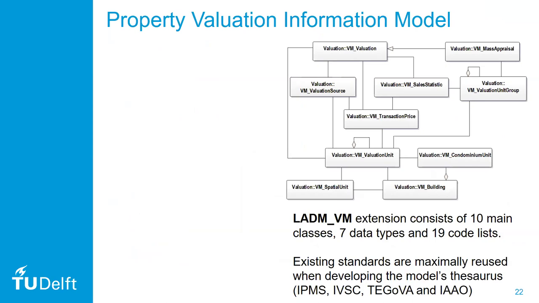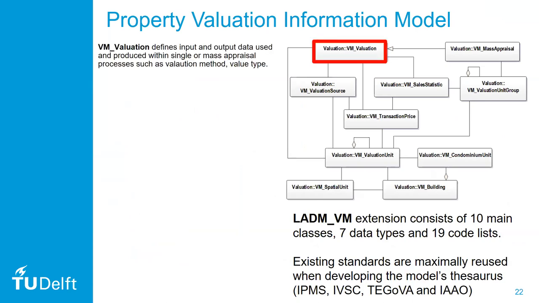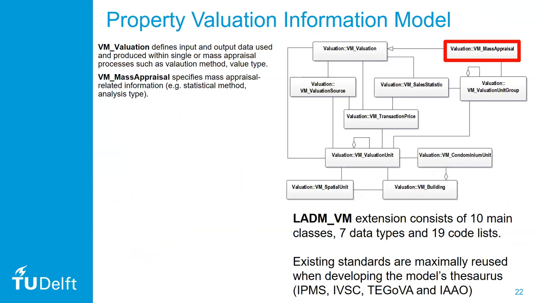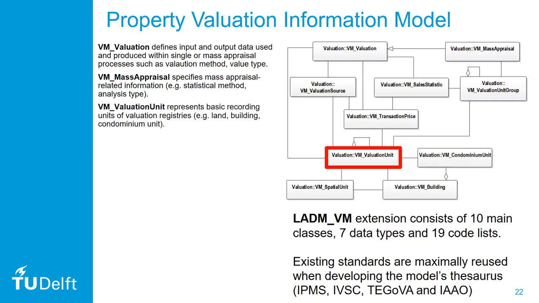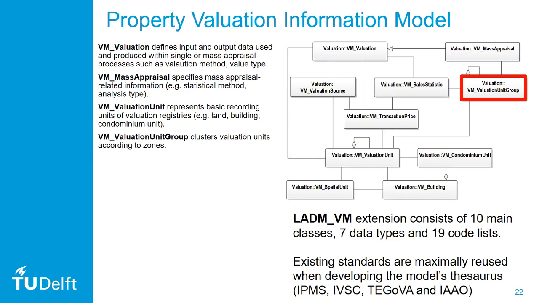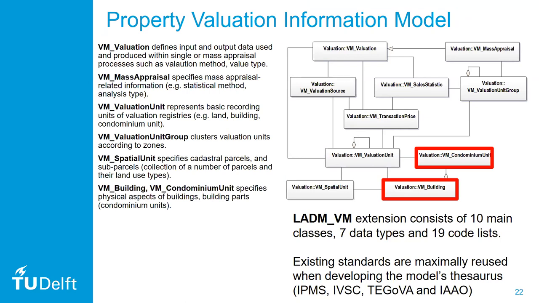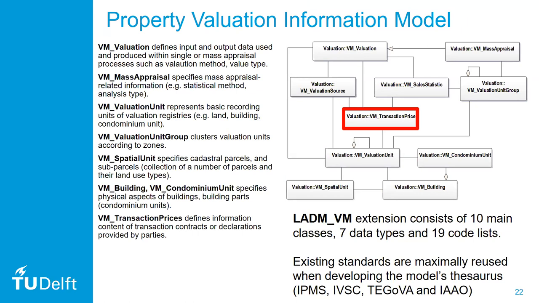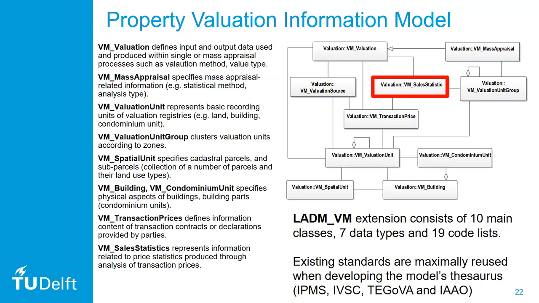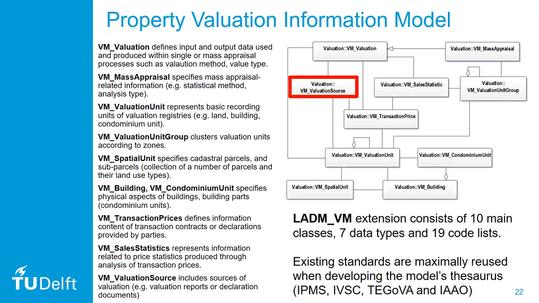So here is the proposed model for the valuation information. These are the key classes. At the top, the valuation class with all input and output of the valuation, the method applied. We have the mass appraisal class that documents the characteristics of the mass appraisal. The core class is the valuation unit, what is being valued. We can group valuations in groups. A spatial unit is one of the components, that is basically the land. But the other parts are the buildings or the units in the buildings that are valuated. Important is the transaction price and their histories and sales statistics. And of course, everything is based on source information.